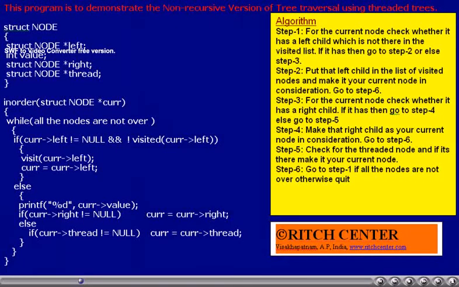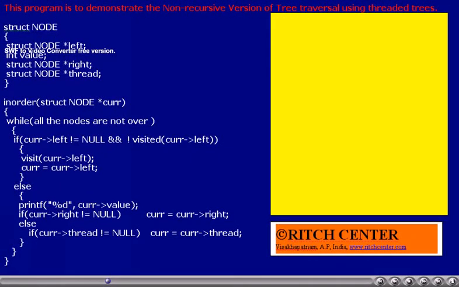A function for in-order traversal of this threaded tree is also included in this slide. We consider the node of the threaded tree to have the following data members, that is left, value, right and thread. Value is the key value of the node, and left, right, thread are all node type pointers. The algorithm is given in the slide.